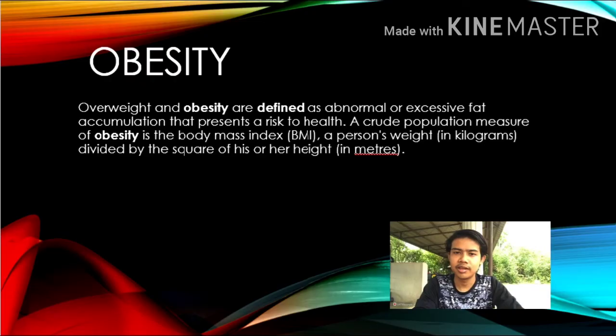Okay, overweight and obesity are defined as abnormal or excessive fat accumulation that presents a risk to health. A group population measure of obesity is the body mass index, BMI. A person's weight in kilograms divided by the square of his or her height in meters.